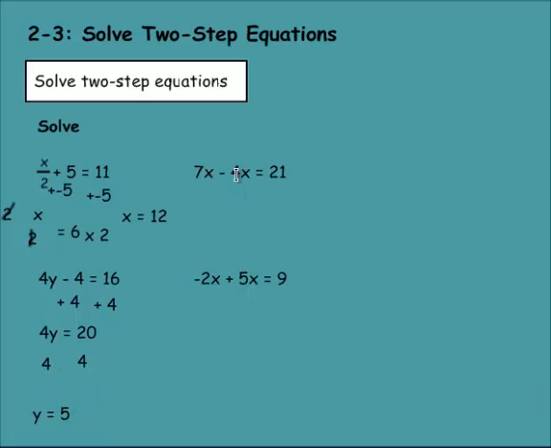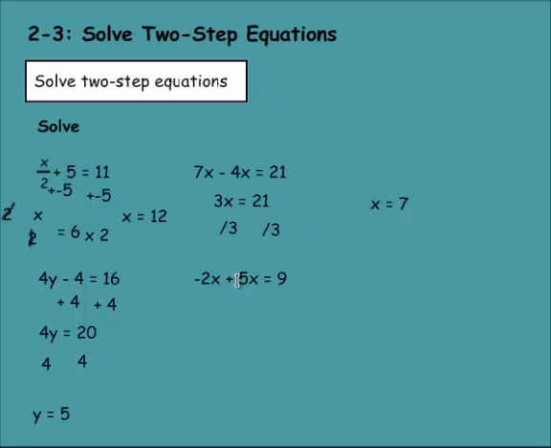Here sometimes we have two variables by each other on the same side, and what you really have to do is just simplify this equation first, then solve it. We have positive 7x minus 4x. These are terms that can be combined, so we would do 7 minus 4, which would be 3x, and that would equal 21. And now we can just divide by 3 on both sides. So x would then equal 7.